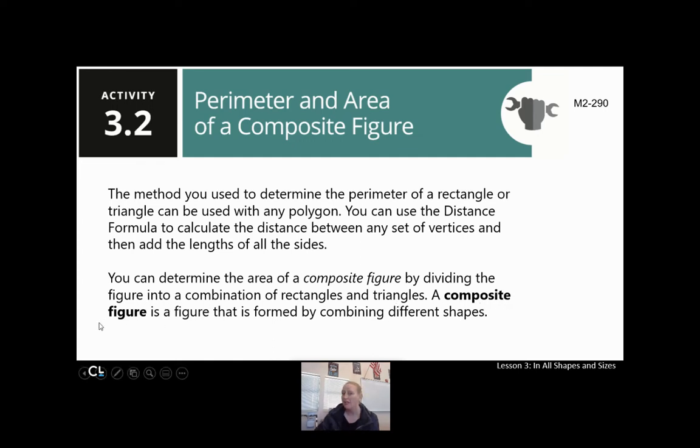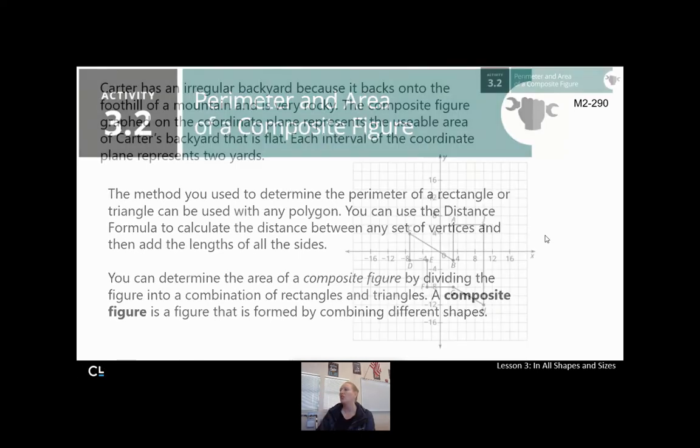So a composite figure, this is one of your key terms, a composite figure is a figure that is formed by combining different shapes. So if you want to find the perimeter, fine, just add up all the sides, who cares what shape it is. And if you want to find the area, you might want to chop it up into pieces that you recognize. That might make it a little easier to find your area. Find the individual pieces and combine them back together again. So let's start with perimeter.